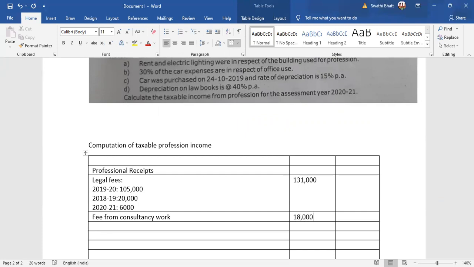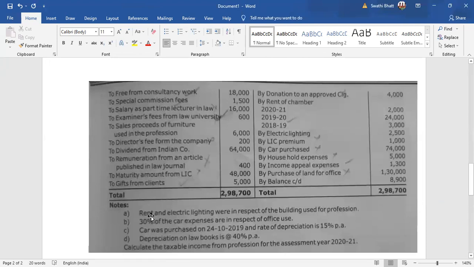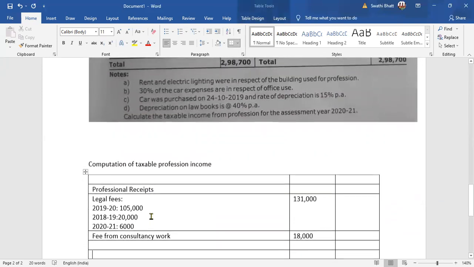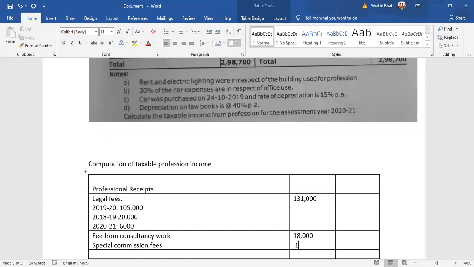The third receipt that we have is special commission fee. If you look at the format, special commission fee is clearly mentioned. It is a professional receipt. So you can write special commission fee, 1,500.